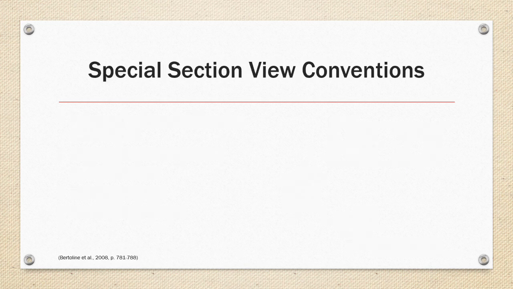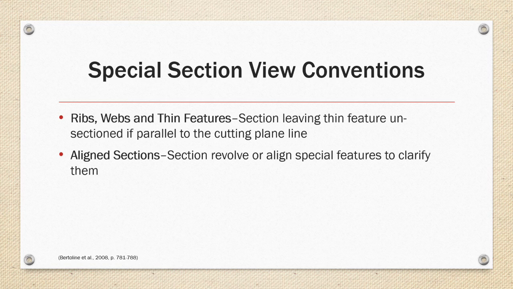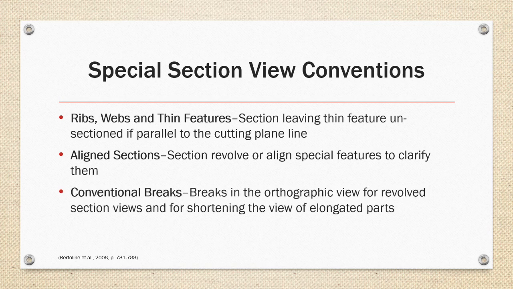Special section view conventions. Ribs, webs, and thin features can be sectioned, leaving thin features unsectioned if parallel to the cutting plane line. Aligned sections, sections that revolve or align features to clarify them. And conventional breaks, breaks in the orthographic view for revolved sections or for shortening the view of elongated parts.